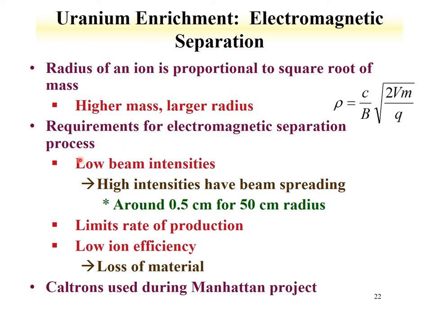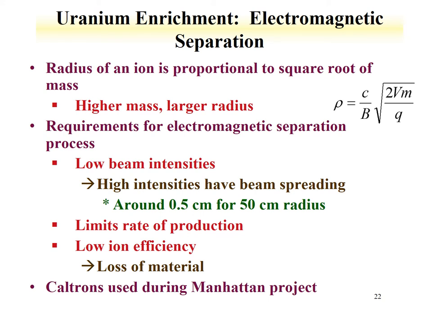The other components that are necessary are relatively low beam intensities. High beam intensities have high beam spreading, so for achieving the separation based upon the change in the radius, the radius is a function of mass. If we have high beam spreading, the spreading can be on the order of the differences in the radii, limiting the ability to have separation.